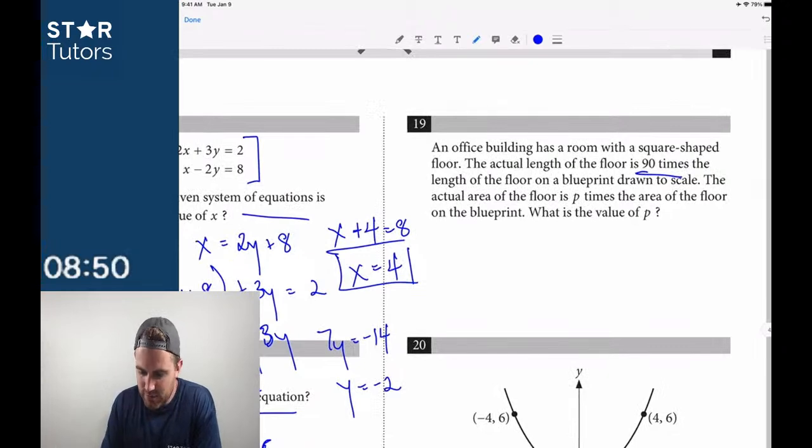Now, a room with a square-shaped floor. The actual length of the floor is 90 times the length of the floor on the blueprint. Okay, so it's a scale factor of 90 times, right? The actual floor area is P times the area of the floor on the blueprint, and what is the value of P?